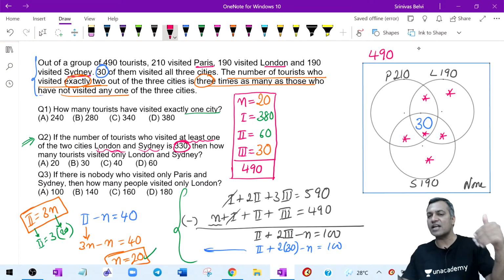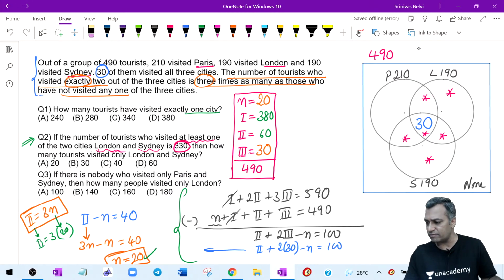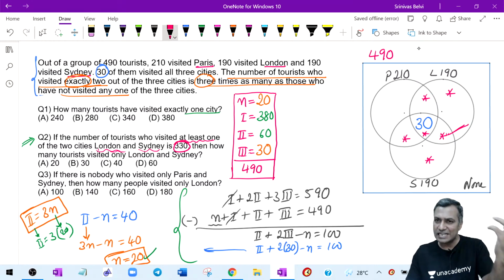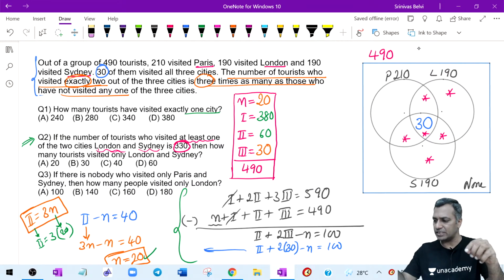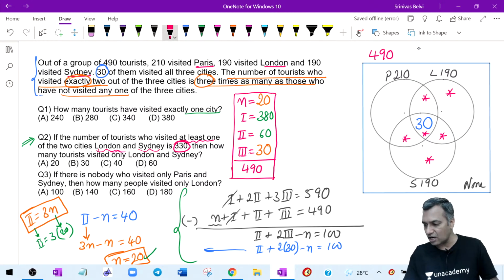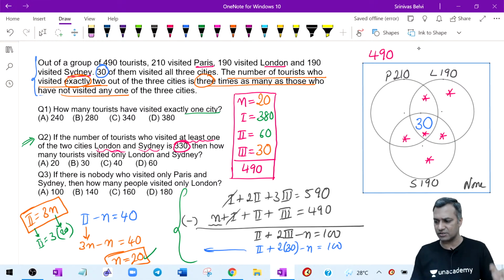What is this 330 trying to say? These six regions, all of these are London or Sydney, at least one. Ask these fellows, have you visited London or Sydney? Yes, we visited. Which means these six regions put together is 330. You may say, sir, I already know 30. Let it be. It doesn't matter, because you don't know the value of the remaining stars. So all these six put together is 330.